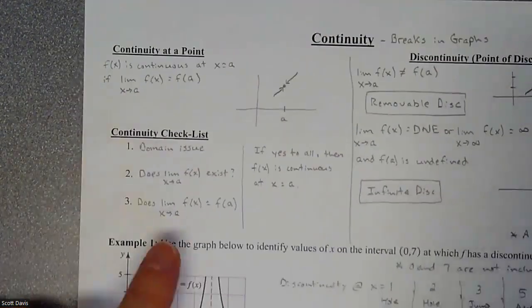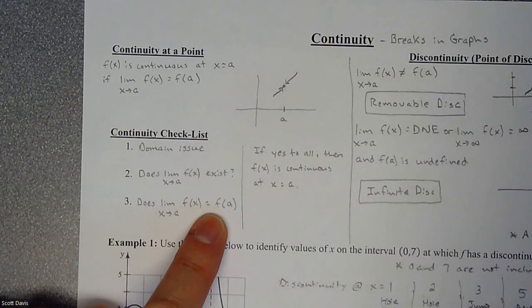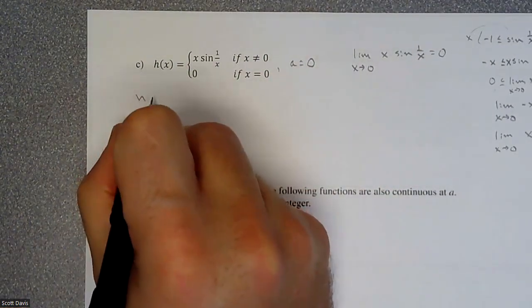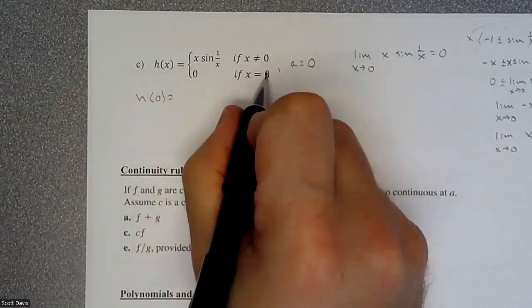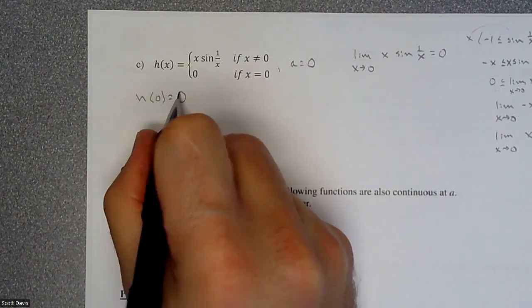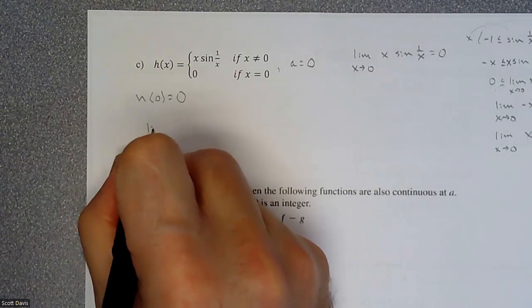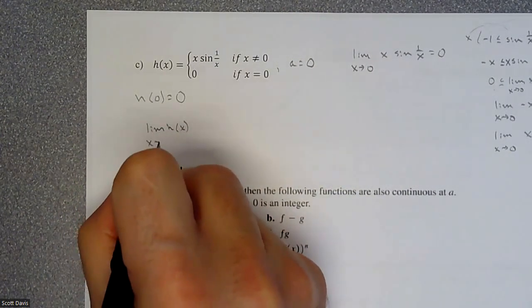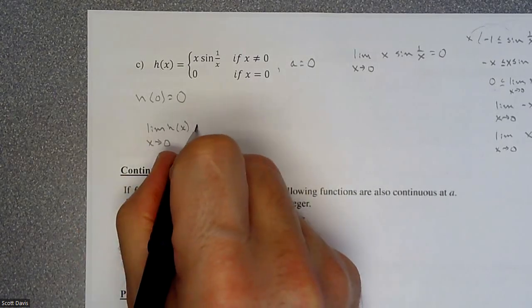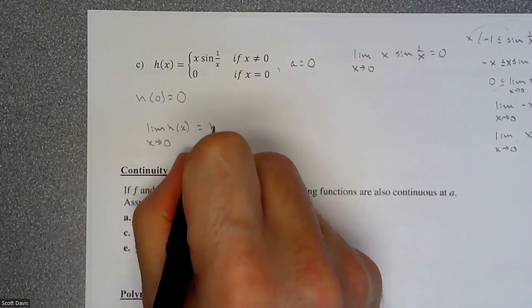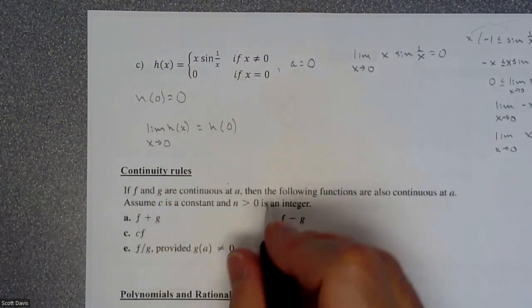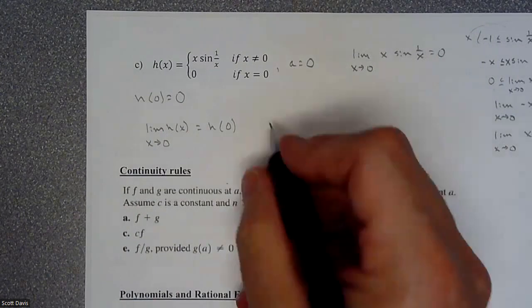And then, does the limit exist? Yes. And does the limit equal the actual y value? If we do the actual y value, h of 0 is this line, so it equals 0. So our limit of h of x as x approaches 0 is 0, which is equal to the y value when we plug in 0. So, is this continuous? Yes.